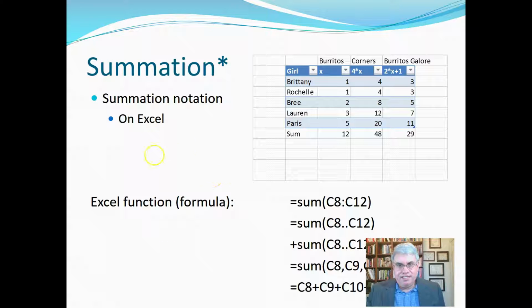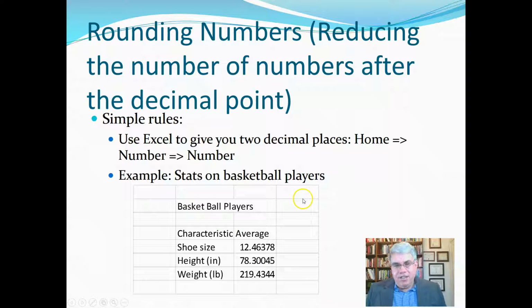There we are. Okay. Now let's talk about rounding numbers. That means reducing the number of digits after the decimal point, because when we get walls of numbers, things are not nice. Look at this little Excel spreadsheet here. Here we've got some characteristics for a group of basketball players. It says that the average shoe size is 12.46378. The average height in inches is 78.30045, and so on. Those are not pretty to look at. There's too many decimal points.